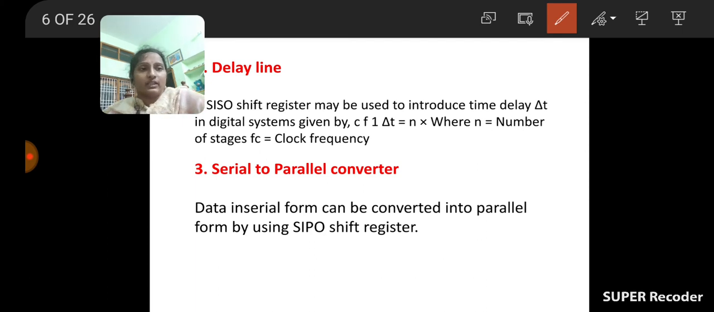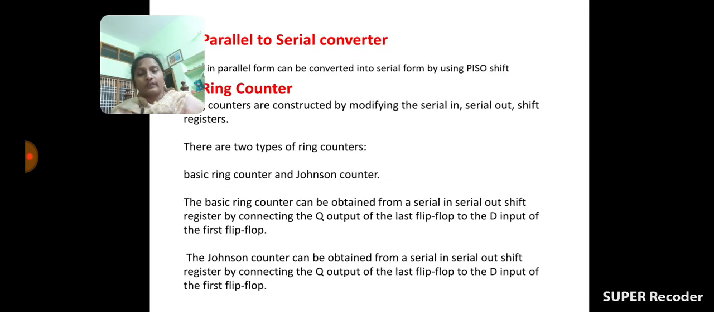So these are the wide variety of applications where we are using our registers. And coming to the next application, the parallel to serial converter. These parallel to serial converters are used as PISO shift registers, whether in a microprocessor, microcontroller, or memory. So this is about our registers. How many types of registers are there? Shift left, shift right, and also bidirectional registers. The main thing is that they are used to store binary information, and also to transfer the data either towards the left side or towards the right side. And coming to the next topic, counters.